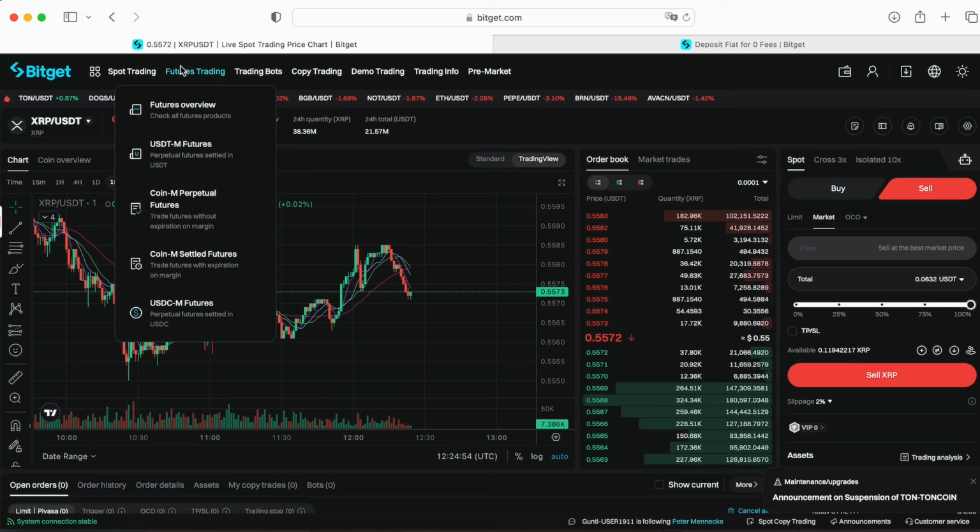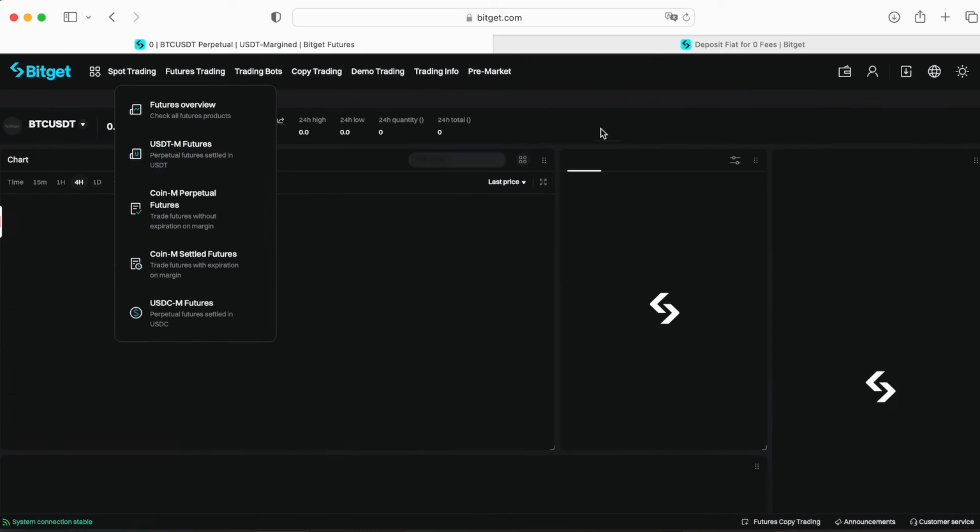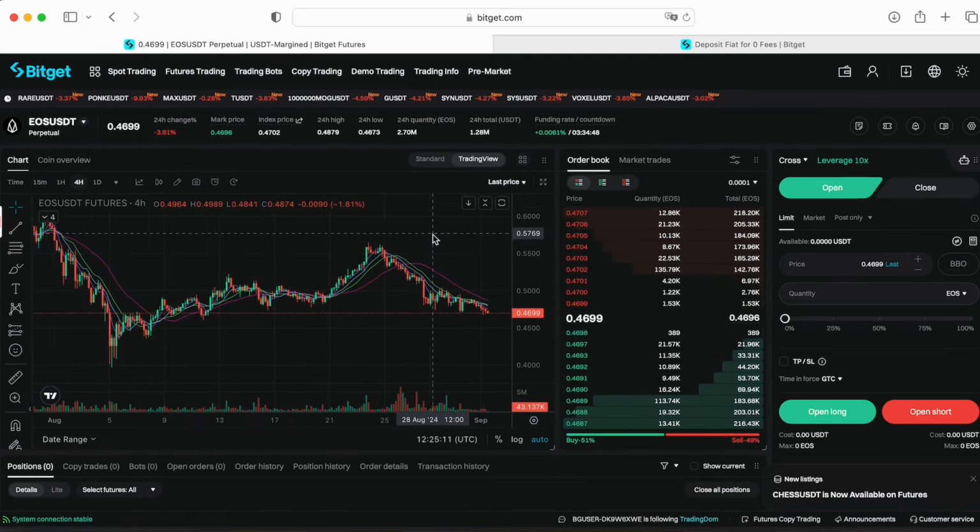But if you would like to trade futures with leverage, like an intraday trader, you need to go to Futures trading, choose USDT-M futures, this market, and choose the trading pair, XRP/USDT.